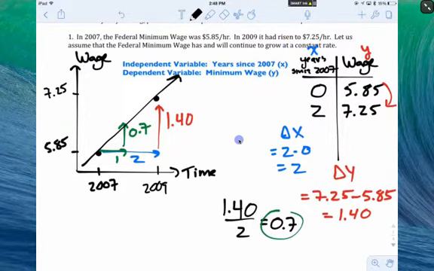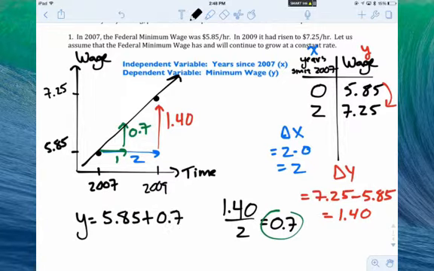Okay, so here's the deal. We have the slope, we've got that rate of change, 70 cents a year. And so with this definition of our variables, things get to be kind of not so bad, right? Let's make an equation to describe the situation. I would say that the minimum wage, y, started at $5.85 an hour, and it increased at a rate of 70 cents a year every year. And note that when I say that it starts at $5.85 an hour, that's when x is equal to 0. That means in 2007. So boom, we're done.